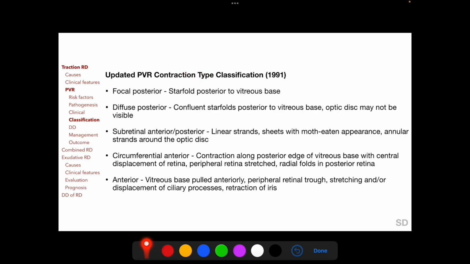Contraction type classification includes focal posterior PVR, which indicates star fold posterior to the vitreous base, diffuse posterior PVR, which indicates confluent star folds posterior to the vitreous base, subretinal PVR, either anterior or posterior, circumferential anterior PVR, which indicates contraction along posterior edge of the vitreous base, and anterior PVR, which indicates vitreous base being pulled anteriorly with the formation of a peripheral retinal trough.